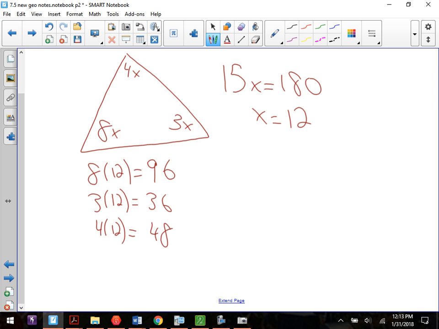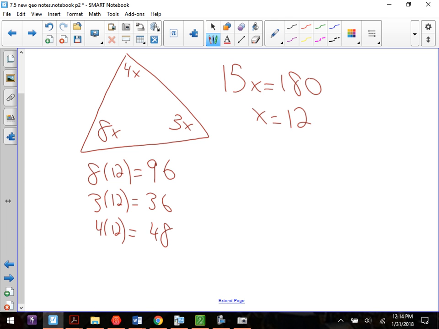Finding the ratios, working with ratios of the angles. Angles add to 180 because they do. Okay. What's different between ratios of angles and ratios of sides? Unless it tells you to.